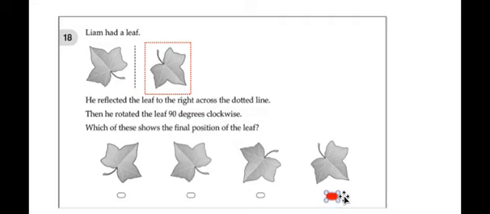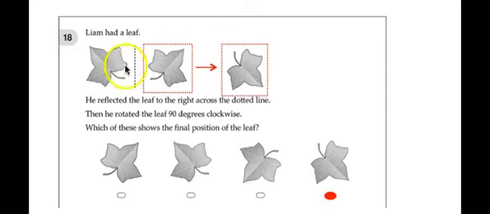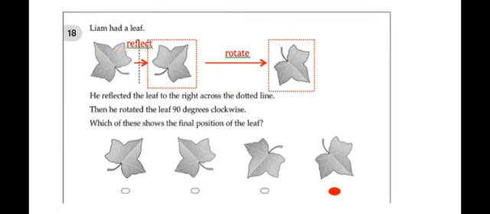Okay. The last leaf there, that is the final position of the leaf. Reflection, and here we have the rotation clockwise. Here's the reflection, and this is the rotation clockwise, so it would have to spin around like that.